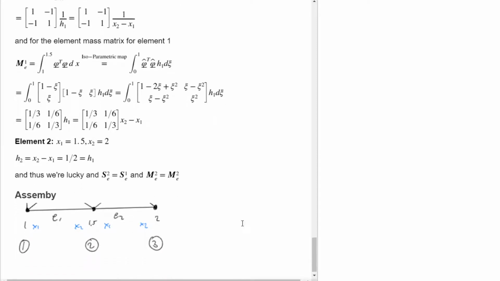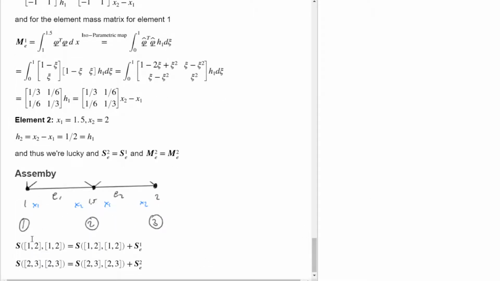Well, the assembly process, as explained earlier, we're going to start out with that. So we have this drawing that will help us understand what we're doing now. Our global stiffness matrix is of course a 3 by 3 matrix, because we have 3 degrees of freedom in total, so 3 by 3.